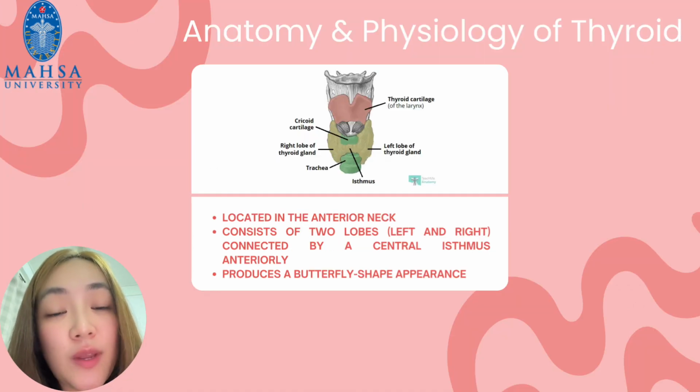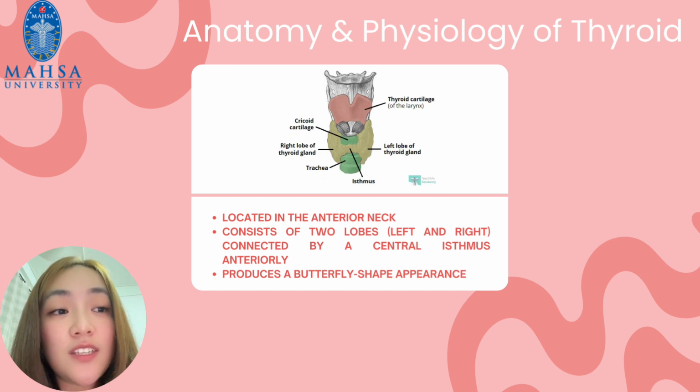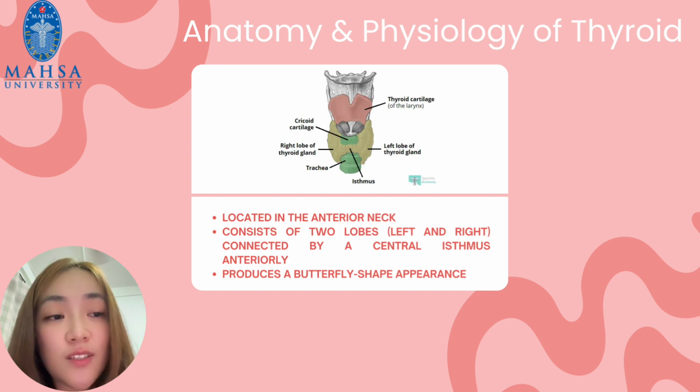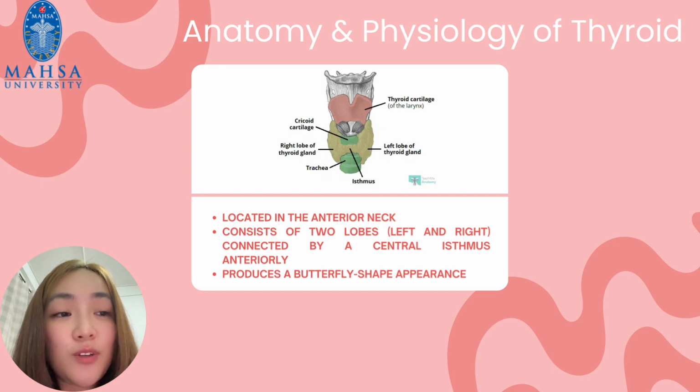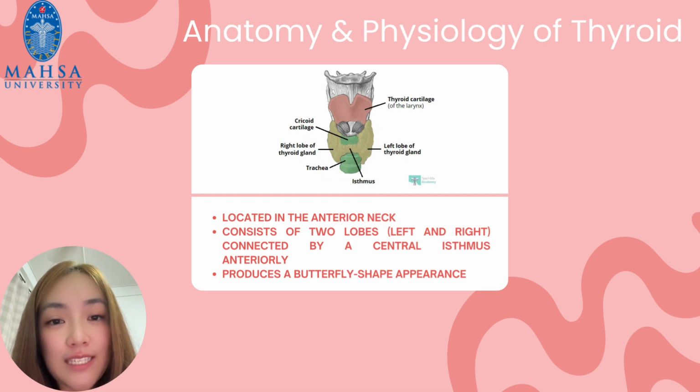So the next part, we are going through the anatomy and physiology of the thyroid. The thyroid organ is located in the anterior neck, consists of two lobes, left and right, connected by a central isthmus anteriorly, and produces a butterfly-shaped appearance.